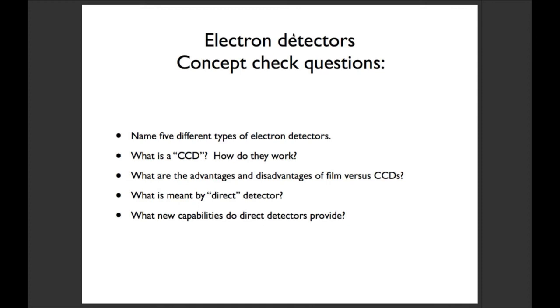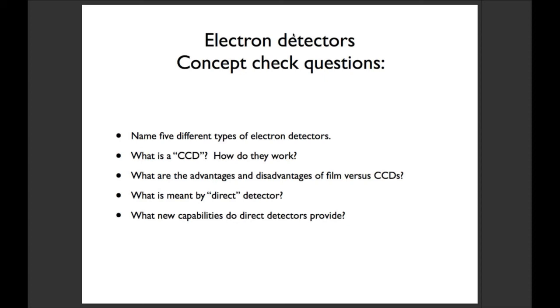The different types of electron detectors were the TV, the fluorescent screen, photographic film, CCD, and direct detector. CCD is a charge coupled device, and they work by converting electrons to photons to charge. And the disadvantages and advantages versus film.